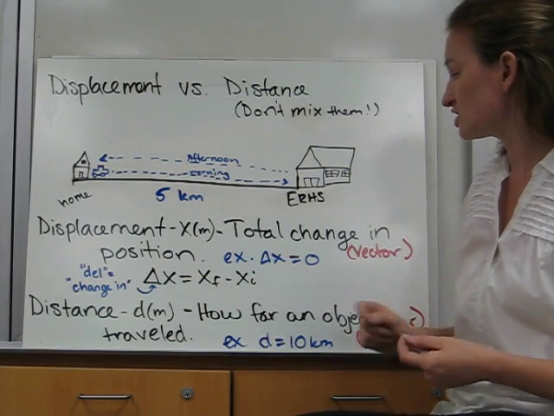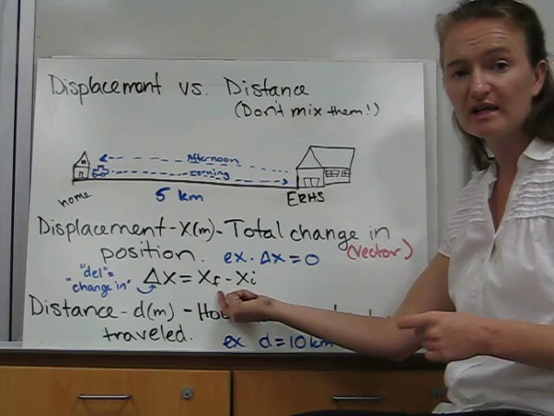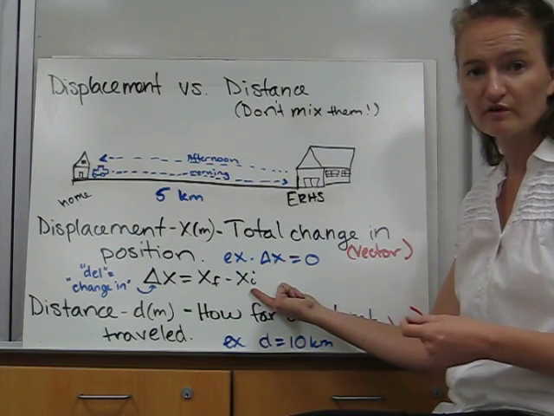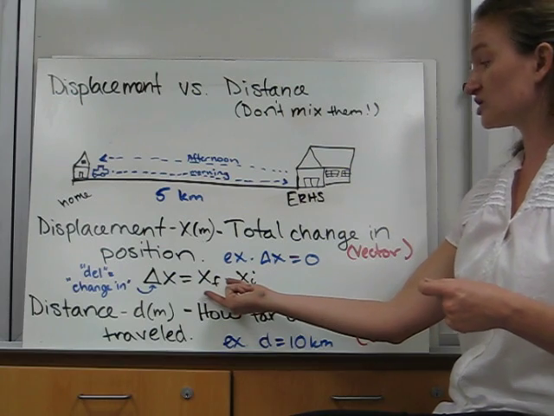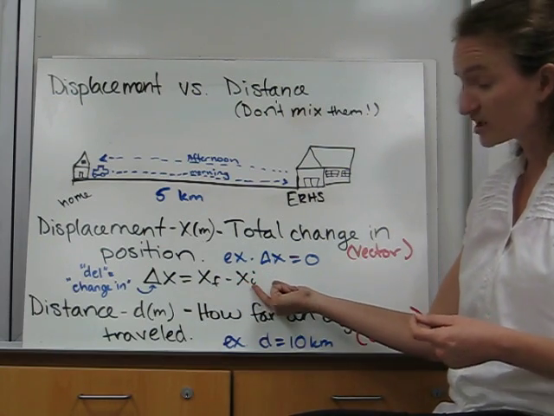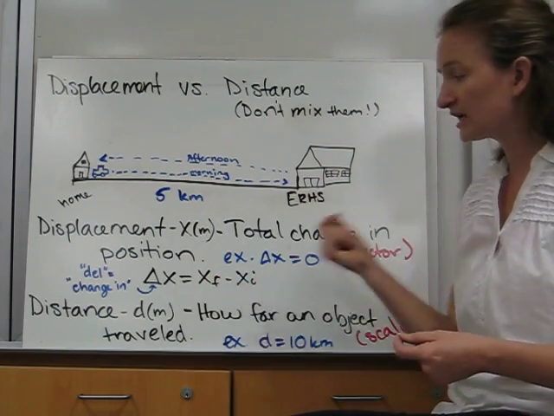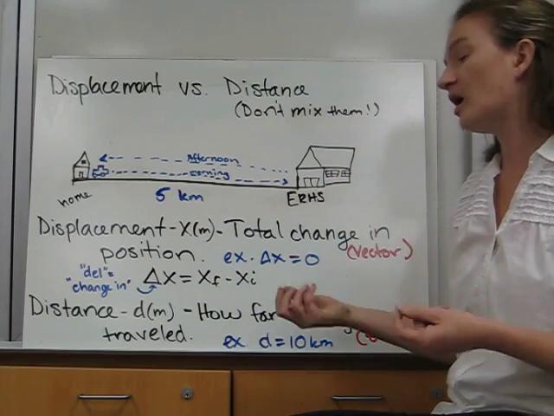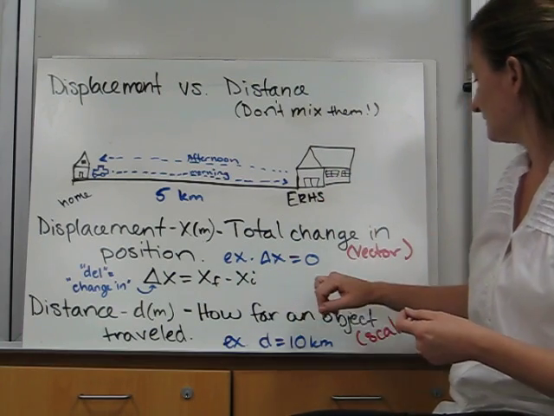And a change in position can be calculated by taking your final position and subtracting wherever you started. So if your final position is 10, but you started at 2, then your total change in position will be a positive 8. Okay?